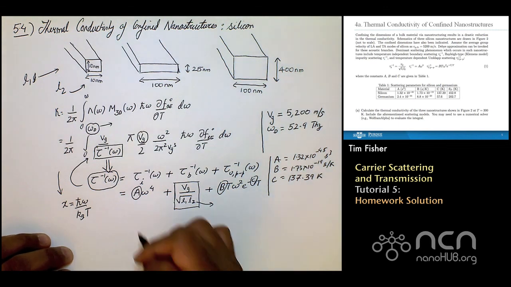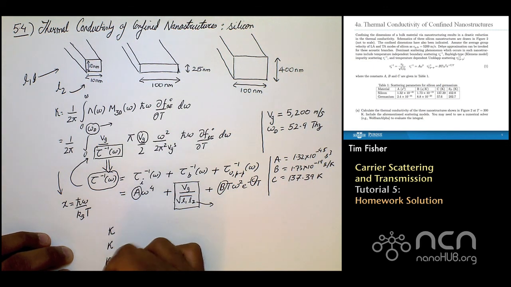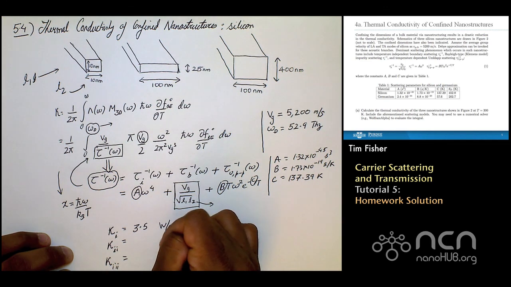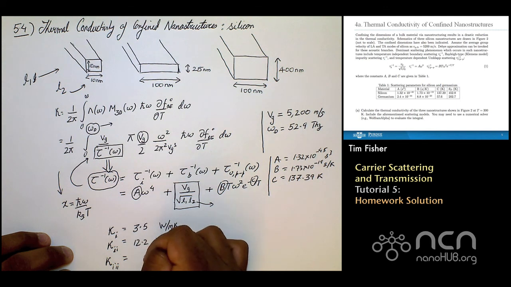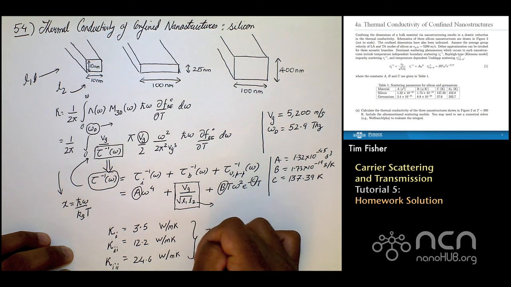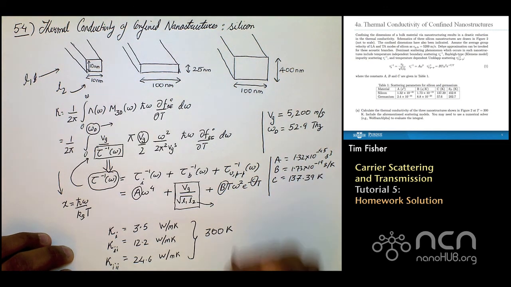But upon calculation of this integral, we find the following thermal conductivity values for the three nanostructures which were described above. This is the thermal conductivity of the first nanostructure, this is for the second, and this is for the third. And we see the values are 3.5 watt per meter Kelvin, 12.2 watt per meter Kelvin, and 24.6 watt per meter Kelvin. Of course, all these values are at 300 Kelvin. This entire calculation was done at 300 Kelvin, something that I should have mentioned at the start.